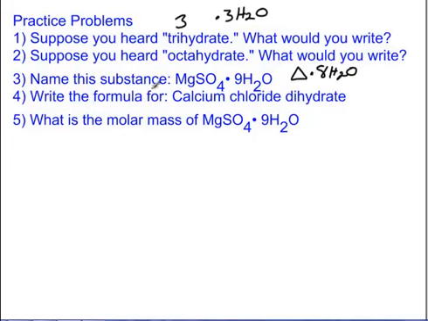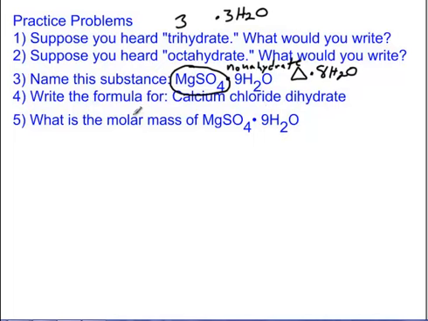Now look at this. What will we name this thing? Well, as you guys know from all our time naming, that's magnesium sulfate, right? However, magnesium sulfate, it turns out, has 9 waters attached. So this would be called magnesium sulfate nonahydrate. Alright, so there you have it.